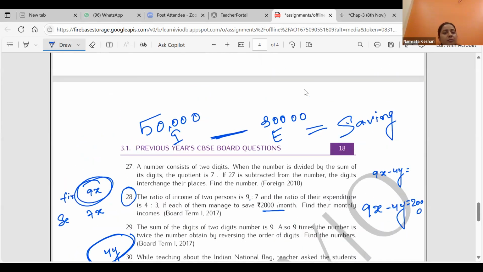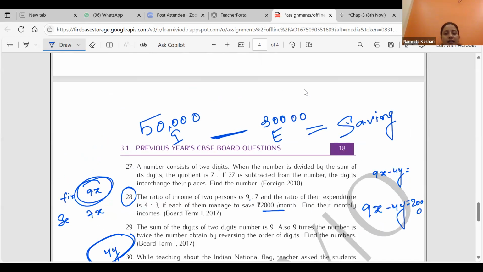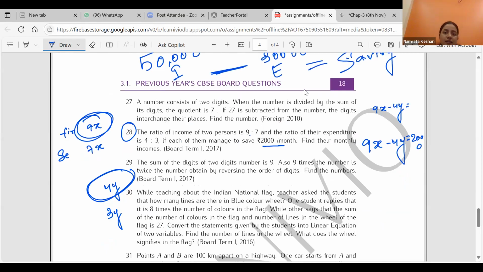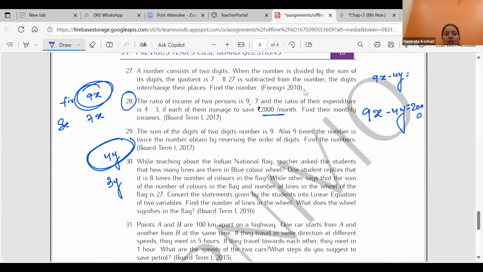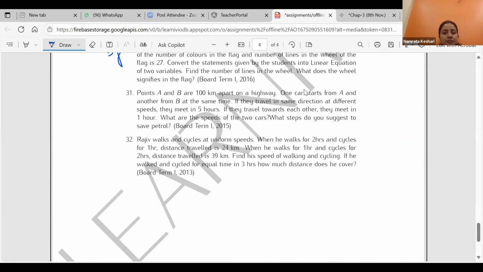So we are doing 9x minus 4y, that is 2000. And similarly 7x minus 3y, that is 2000. Making sense, Inan? Yes, ma'am. So we are getting two equations. Now it's not a big deal to solve these two equations. Now question number 31, and then we will be doing 32 as well.